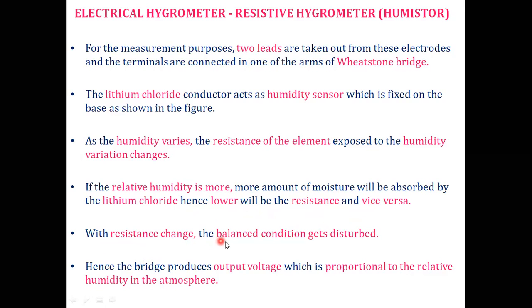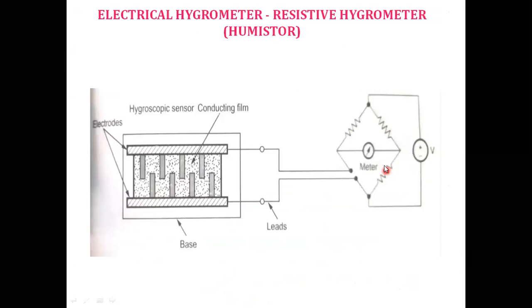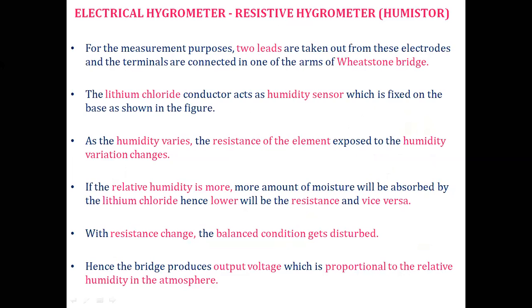With the resistance change, the balanced condition gets disturbed here. Or change in the resistance వల్ల ఏమవుతుందంటే బ్యాలెన్స్డ్గా ఫస్ట్ ఇనిషియల్ పొజిషన్లో బ్యాలెన్స్డ్గా ఉన్న బ్రిడ్జ్ అన్బ్యాలెన్స్ అవుతుంది అనమాట. Hence the bridge produces an output voltage which is proportional to the relative humidity in the atmosphere.